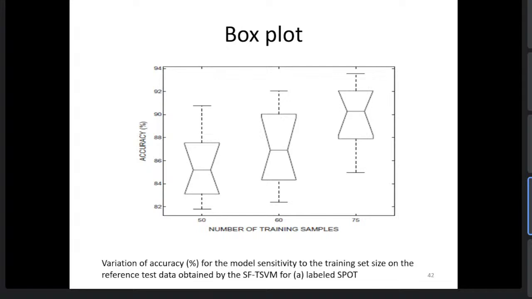Okay. So it is given here: variation of accuracy for the model sensitivity to the training set size on the reference test data obtained by the TSBM for the dataset. Okay. So the box plot is very important for investigation purpose. Okay. Here in this case, we have used this. Now move to the next slide.